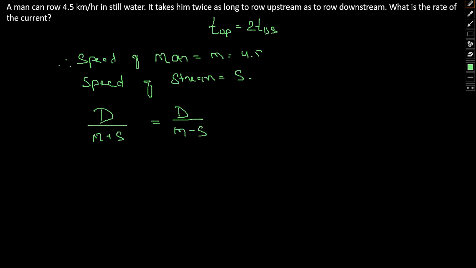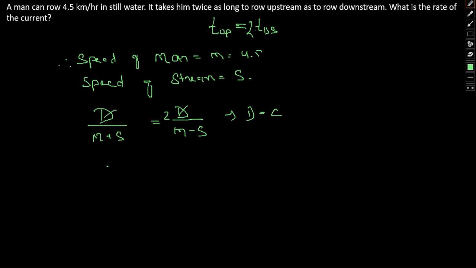Okay, now we know time in upstream is actually twice the time in downstream. Upstream takes twice the time as compared to downstream. Now distance is constant, so with the current situation, let's try and solve the same. Since distance is constant because they are going the same distance, we can cancel this out.